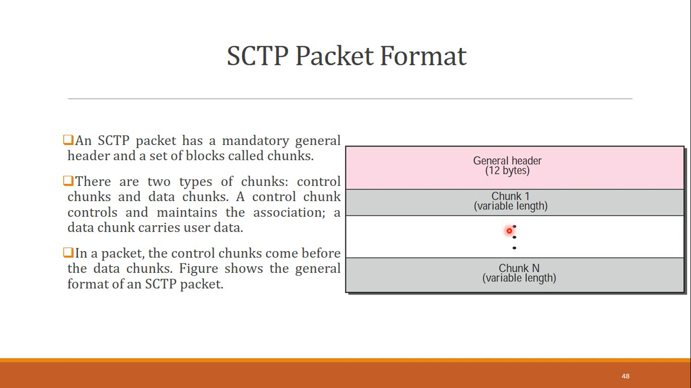First of all is a control chunk, and then the second one is a data chunk. Now, a control chunk controls and maintains the association, whereas the data chunk carries the user data. Now, in a packet, the control chunks come before the data chunks. The figure shows the general format of an SCTP packet over here.